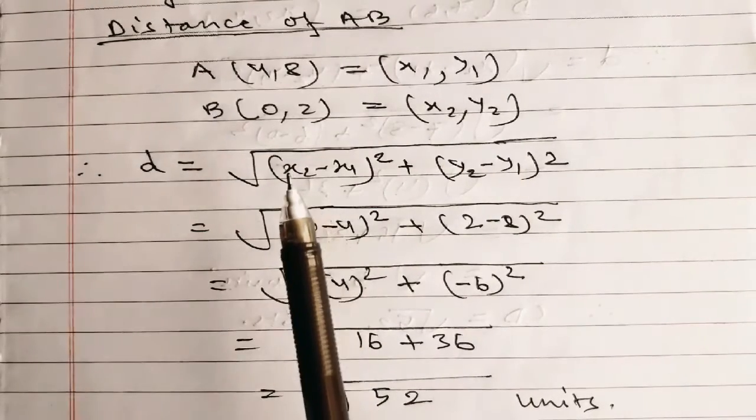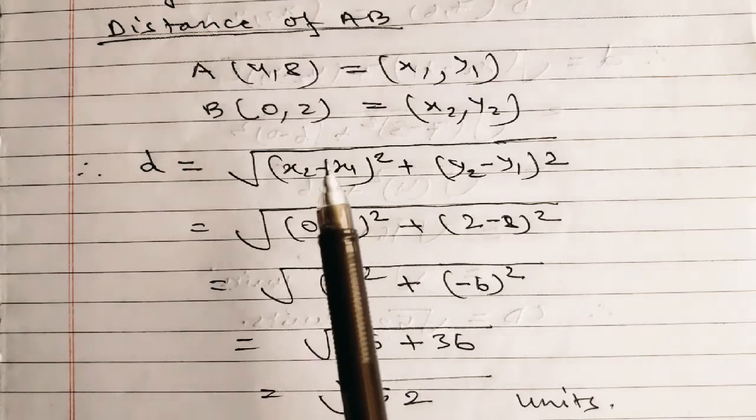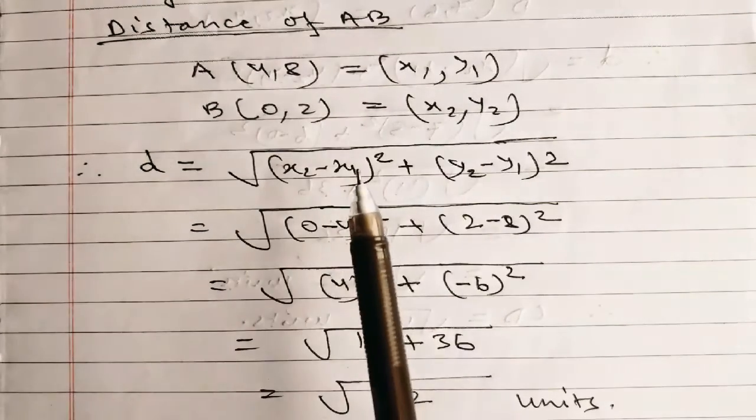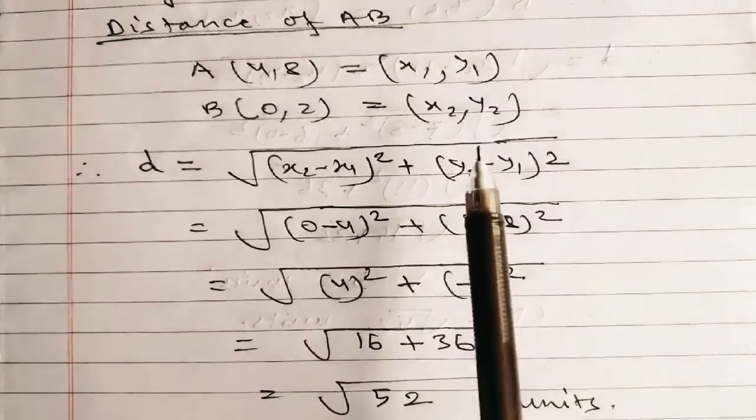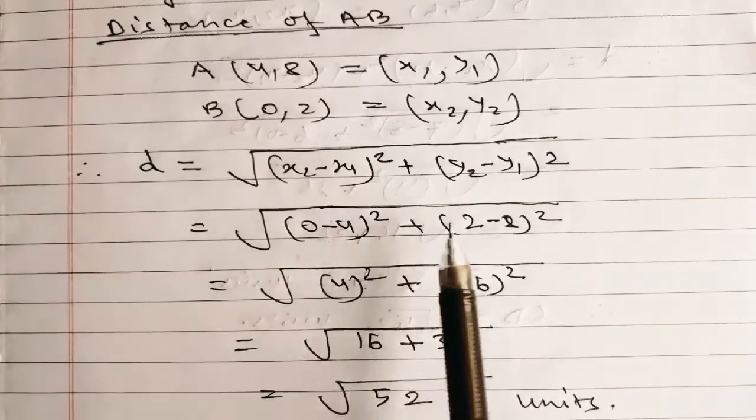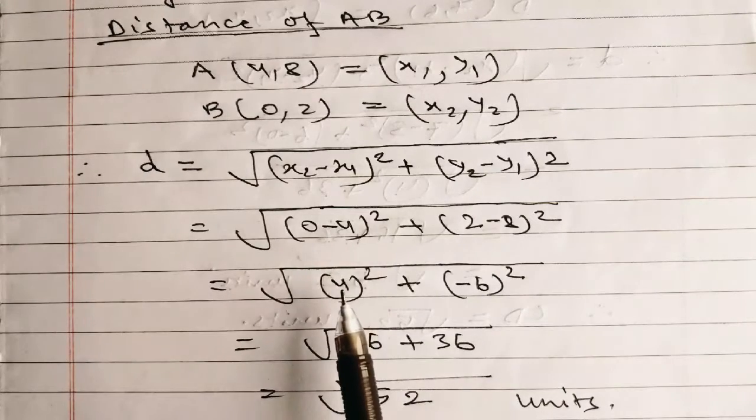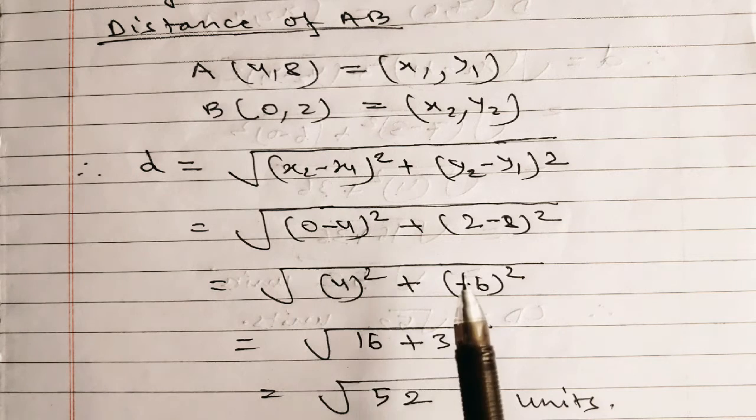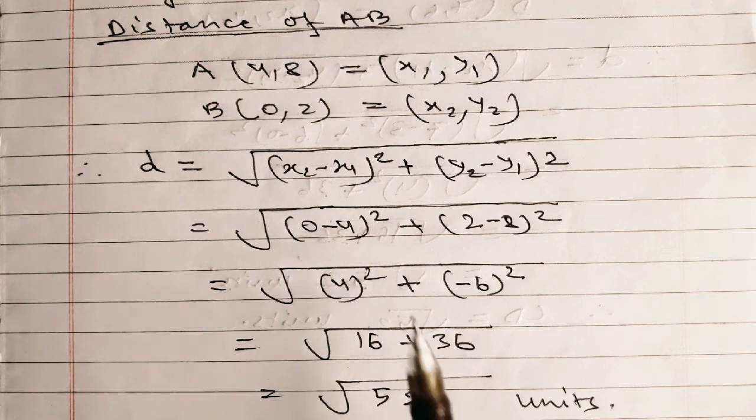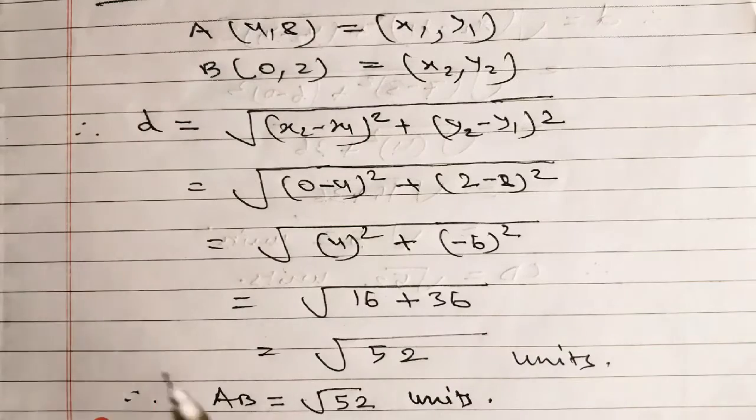Now according to the distance formula, let's put the values of x1, y1 and x2, y2. x2 minus x1 means (0 minus 4) whole square, plus y2 minus y1 means (2 minus 8). 0 minus 4 is minus 4, 2 minus 8 is minus 6. (minus 4) whole square is 16, 6 square is 36. 36 plus 16 we get root 52 units. So this is the distance of AB. Therefore the length of AB is root 52 units.